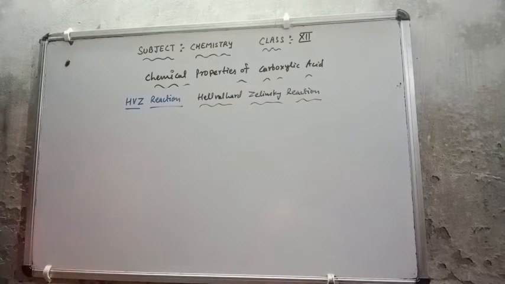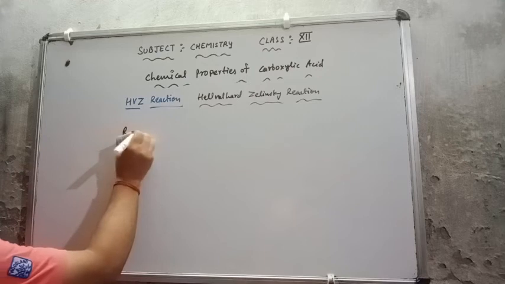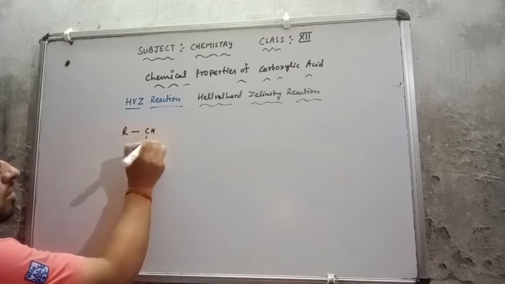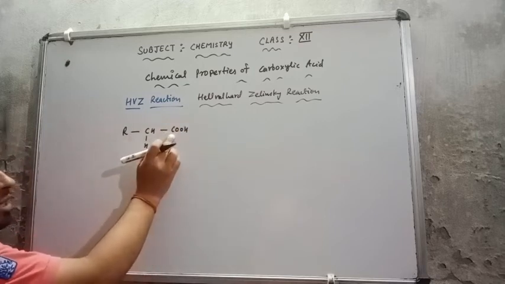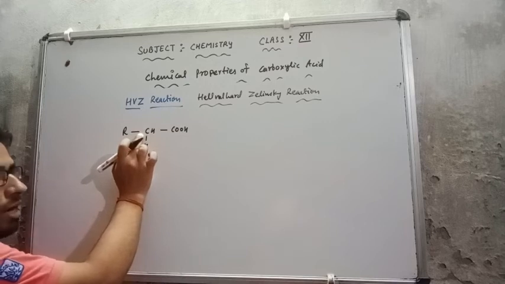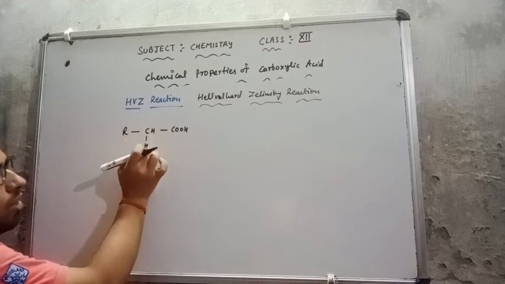A carboxylic acid having an alpha hydrogen is halogenated. That means the alpha hydrogen is halogenated at the alpha position whenever it reacts with Cl2 or Br2 in the presence of a small amount of red phosphorus. Suppose I have a reaction: this is R single bond CH, H, COOH. So this is the carboxylic carbon. The next carbon after the carboxylic carbon is the alpha carbon. The hydrogen attached there is the alpha hydrogen.